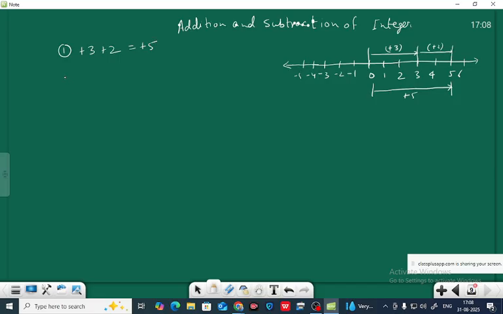Right? And number 2, if we add minus 3 with minus 2, it is minus 5. How? You see, if we write a number line here, this is a number line.